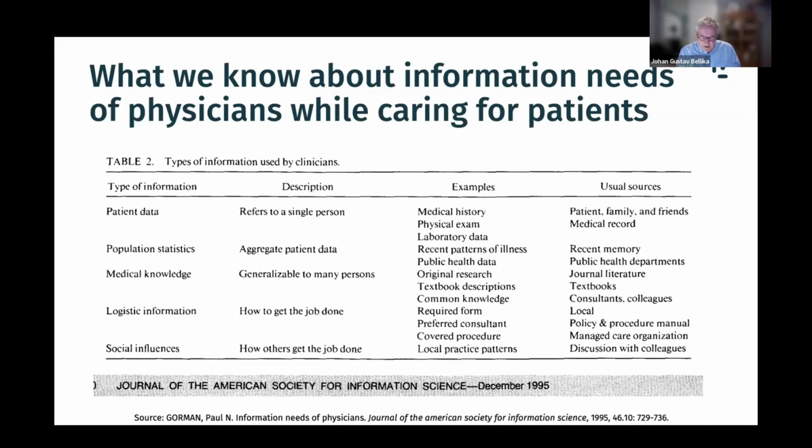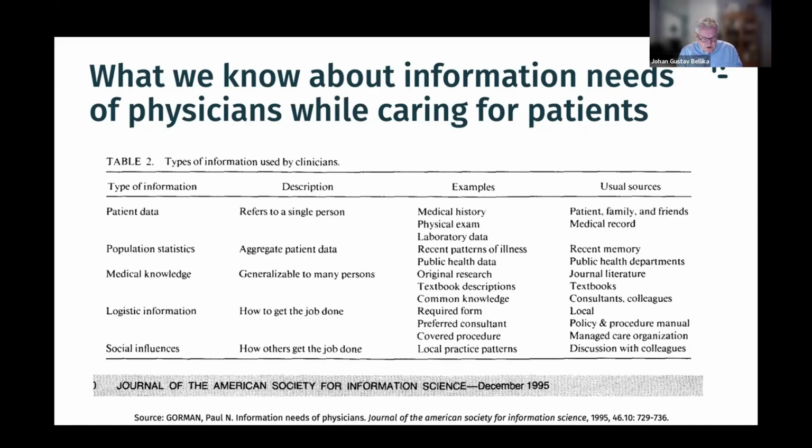And this paper, which was published 30 years ago now, talks about what we know about the information needs of physicians while caring for patients. 30 years is a long time. And already at that time, they knew this is one way of categorizing the information needs of physicians. I like this very much.